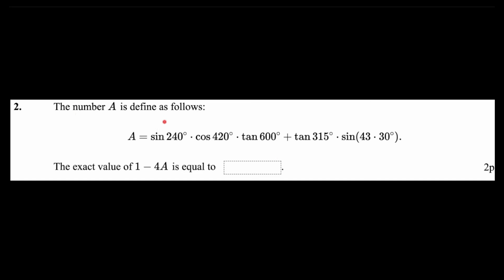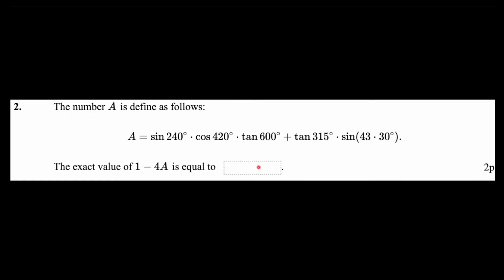The number a is defined as follows. A is sine 240 degrees plus cosine 420 degrees times tangent 600 degrees plus tangent 315 degrees times sine of 43 times 30 degrees. And then we want to calculate the exact value of 1 minus 4a and write it here in this box. So of course, the first thing that we have to do is to calculate the exact value of a. When we have it, we multiply it by -4 and add 1 to it.